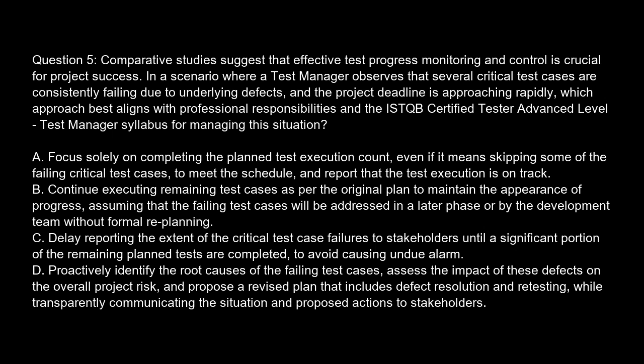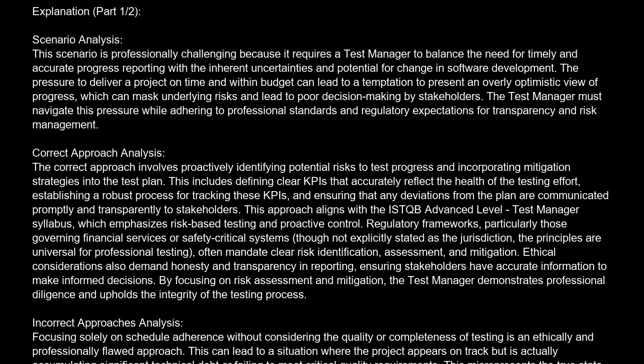Option D. Proactively identify the root causes of the failing test cases, assess the impact of these defects on the overall project risk, and propose a revised plan that includes defect resolution and retesting, while transparently communicating the situation and proposed actions to stakeholders. The correct answer is D. Proactively identify the root causes of the failing test cases, assess the impact of these defects on the overall project risk, and propose a revised plan that includes defect resolution and retesting, while transparently communicating the situation and proposed actions to stakeholders.